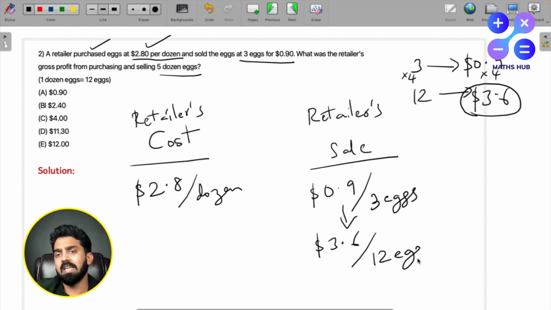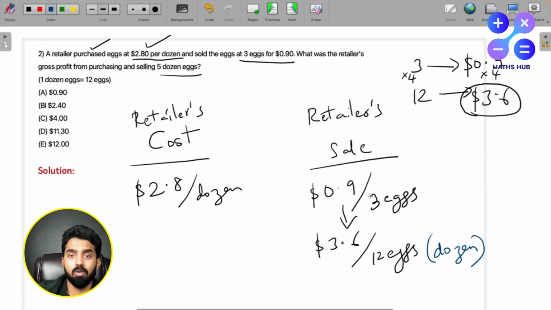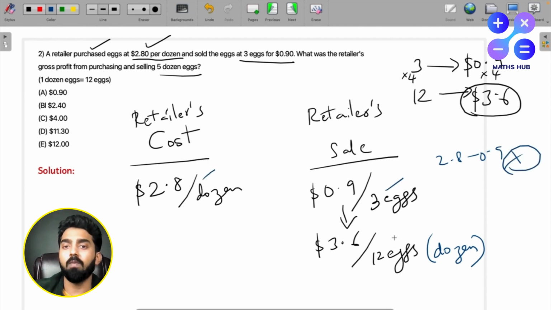So remember, a very important rule in maths is always make sure that you use the same unit when you're calculating any operation, right? Without the same units, you will never be able to make these two comparisons. You cannot directly subtract 2.8 minus 0.9. This will obviously be wrong because this is 3x, this is dozen. This is not going to work. So always look at the units, right? So now we have the sale price of 1 dozen and the cost price of 1 dozen.